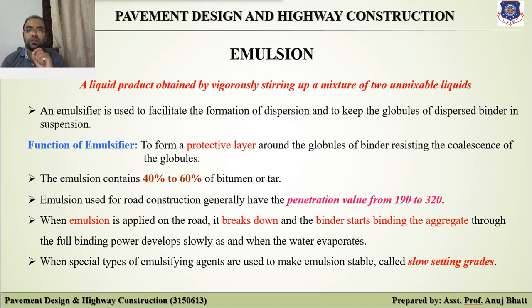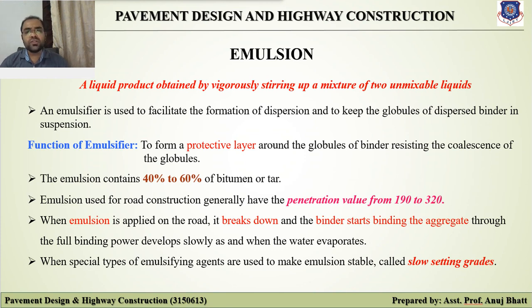A liquid product obtained by vigorously stirring up a mixture of two immiscible liquids is called an emulsion. An emulsion is a two-phase system consisting of two immiscible liquids, the one being dispersed as fine globules in the other. Usually, bitumen or a refined tar is broken up into fine globules and kept in suspension in water.